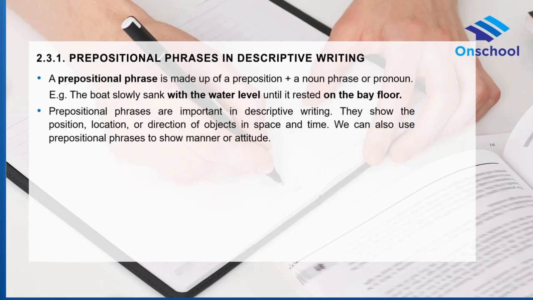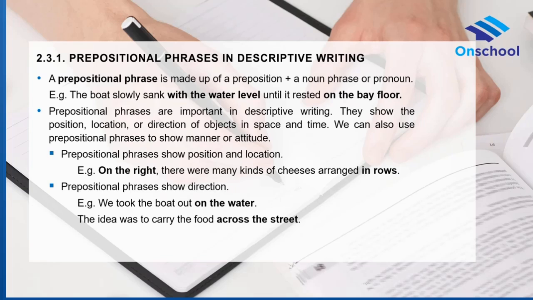Prepositional phrases are important in descriptive writing. They show the position, location, or direction of objects in space and in time. We can also use prepositional phrases to show manner or attitude. First, prepositional phrases show position and location, for example, on the right or in rows.